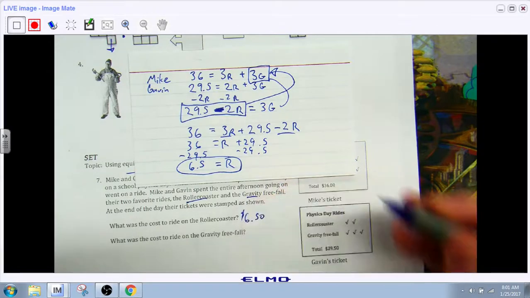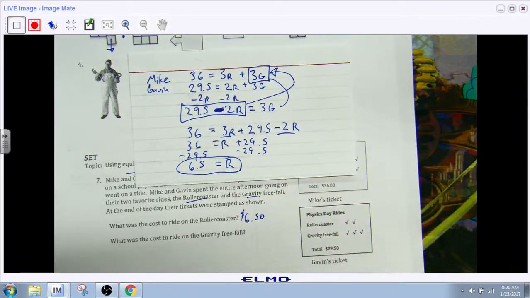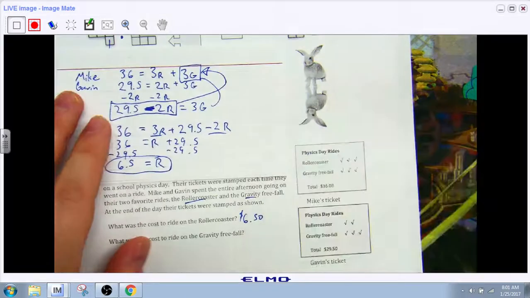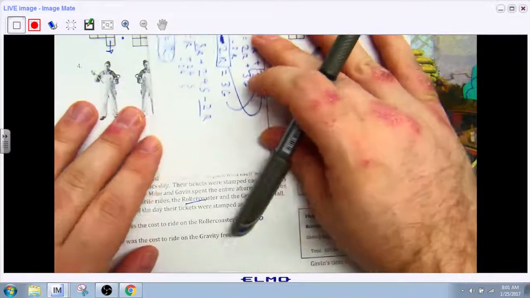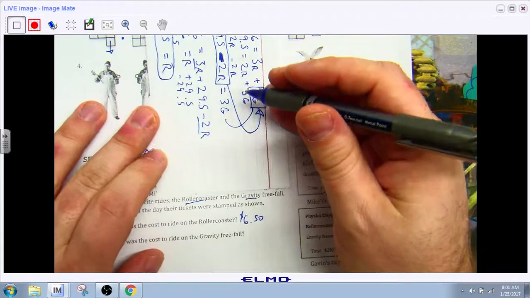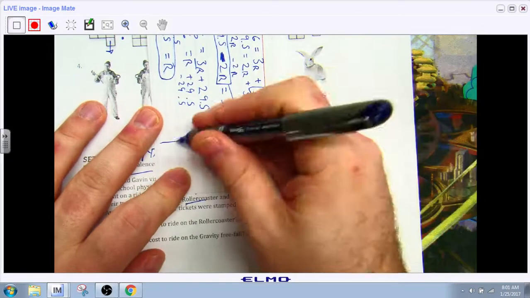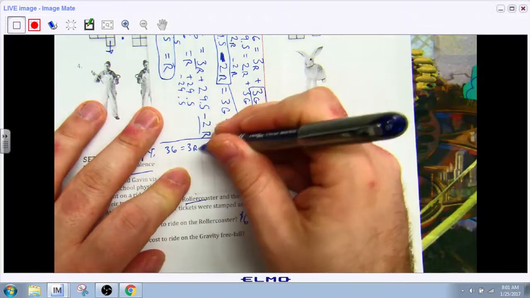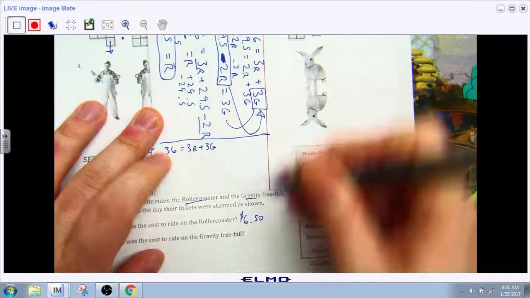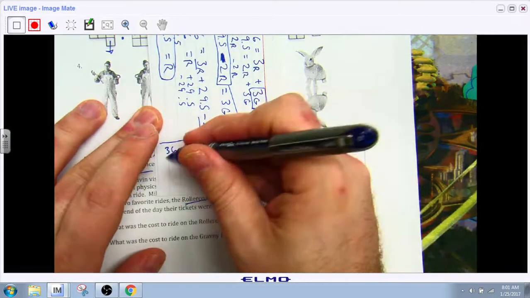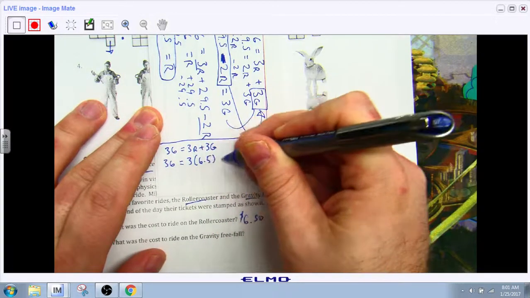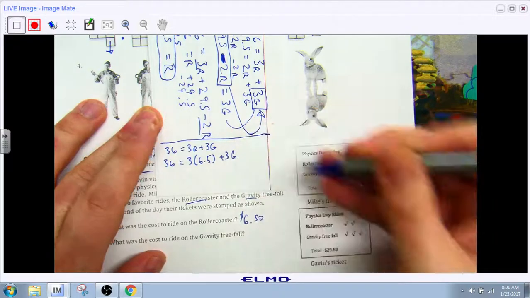Now, using this information, I can use any of my equations to solve for g. Okay, so let's do that. So I'll just flip it like this. I know that 36 equals 3r plus 3g. I know that r is 6.50, so I know that 36 equals 3 times 6.5 plus 3g. Now I just need to solve for 3g.